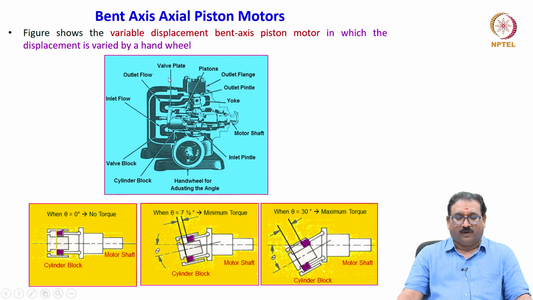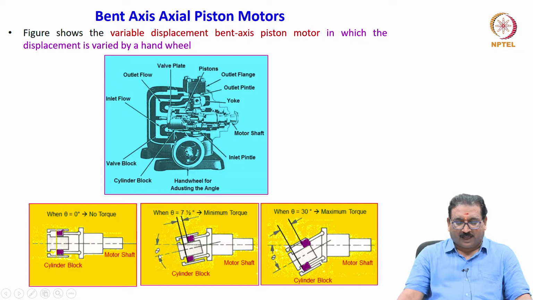Here the figure shows the variable displacement bent axis piston motor in which the displacement is varied by a hand wheel. The hand wheel is provided and then a yoke is there. You will rotate the hand wheel for adjusting theta. When theta is 0, meaning when the cylinder block is aligned with the motor shaft, there is no stroke, the pistons are on the same line, that is why there is no torque.